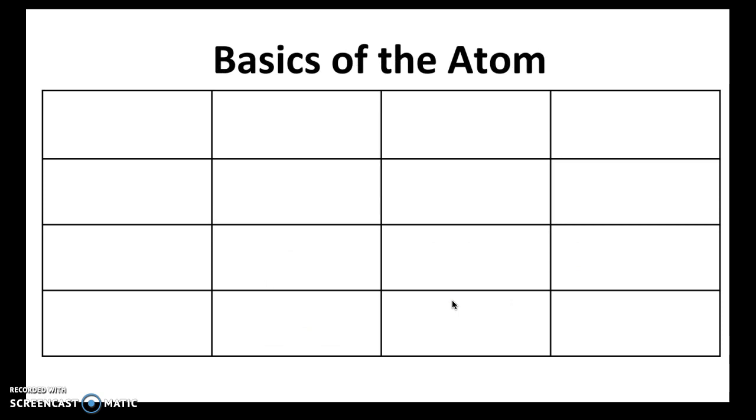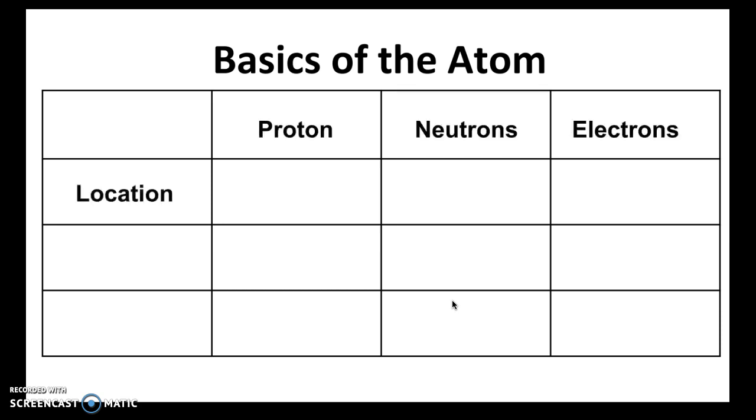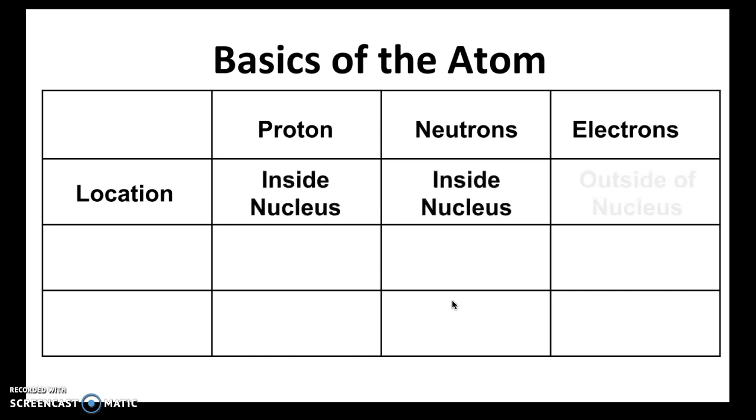So atoms are made of three things. Those three things are protons, neutrons, and electrons. And they're located in different places. Where are protons and neutrons located? That's right, inside the nucleus. And electrons will be on the outside of the nucleus.